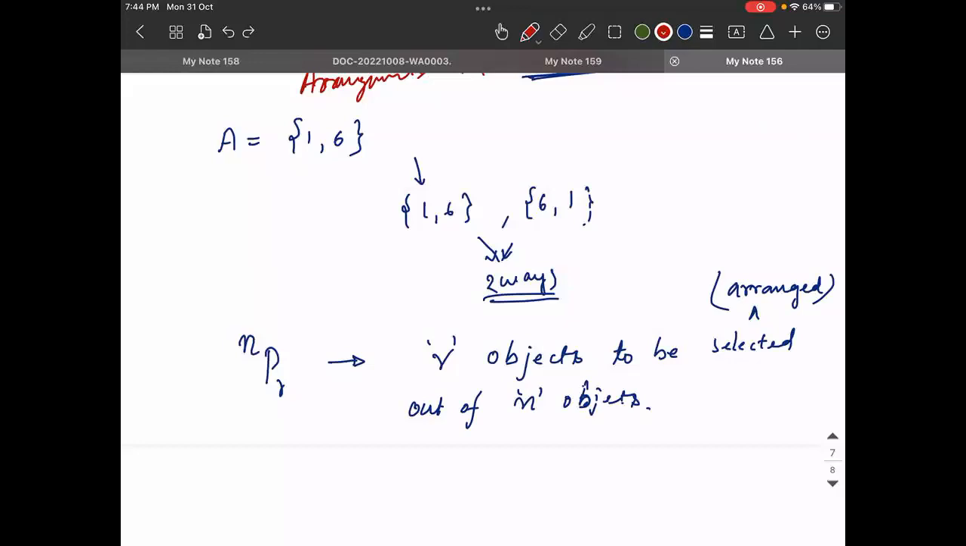You understood this? The meaning is very simple: you are selecting r objects, or arranging them in a linear order, from n objects. That's the meaning of permutation. Okay, let's do some problems, I think giving theories will not help. Just let's do some of the problems and you will understand what permutation is.